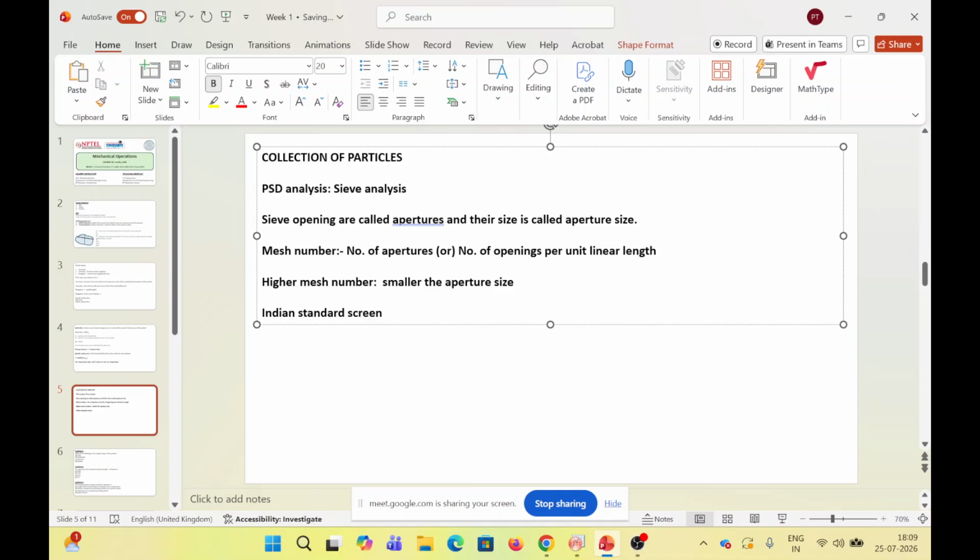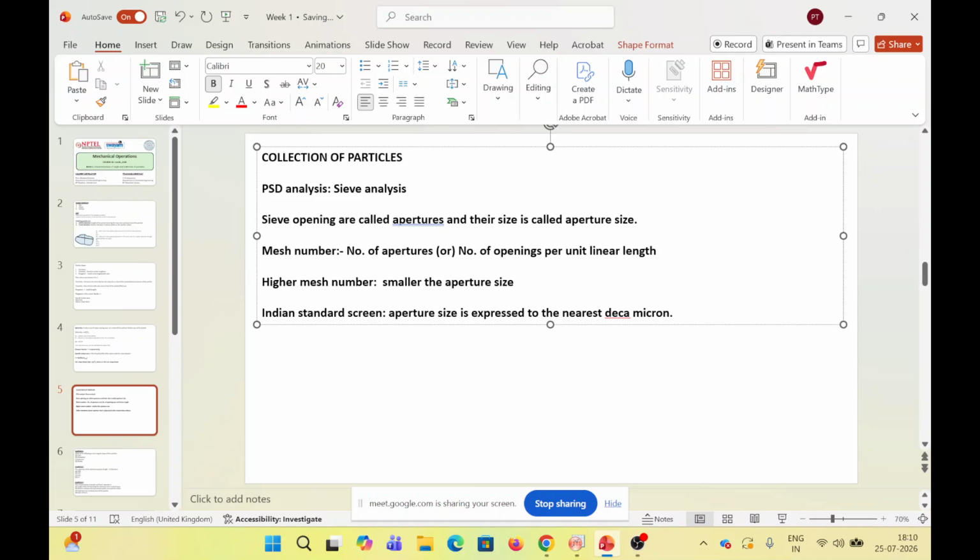So usually in all the other standards, we basically represent the mesh number as number of apertures per unit linear length. However, in case of Indian standards, this mesh number is expressed quite differently. What they do is, the aperture size is expressed to the nearest decamicron. That's how the ISS standards define it.